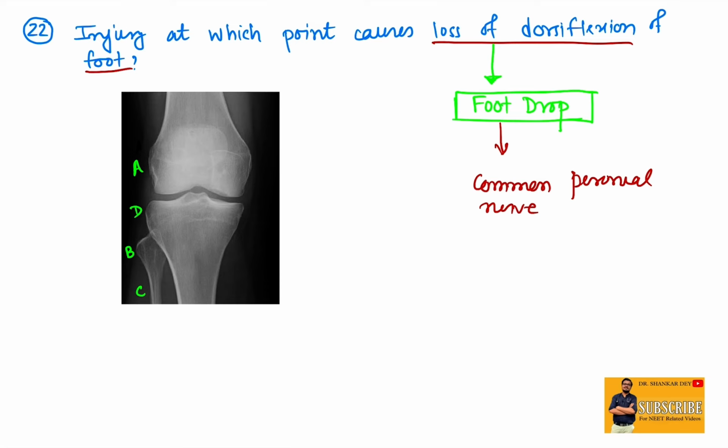So the common peroneal nerve passes just by the side of the neck of the fibula. So here the answer will be injury to this side. Option C. Option C is neck of the fibula. So injury to the bone near the neck of the fibula causes loss of dorsiflexion of foot or foot drop. So the answer is option C, neck of fibula.